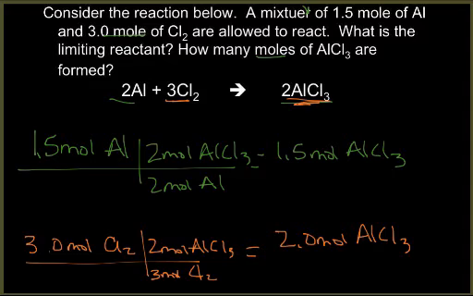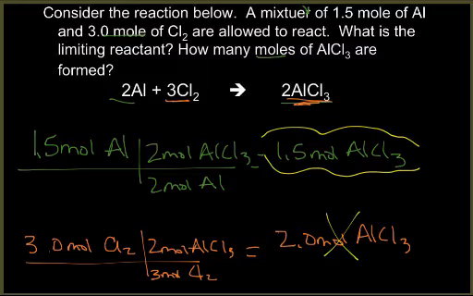Okay, so if I look at those two, again, I'm looking for the one that makes less. Since that first one makes less, this is how much AlCl3 I could actually make. That also tells me that my aluminum is my limiting reactant. So chlorine would be in excess in that case.